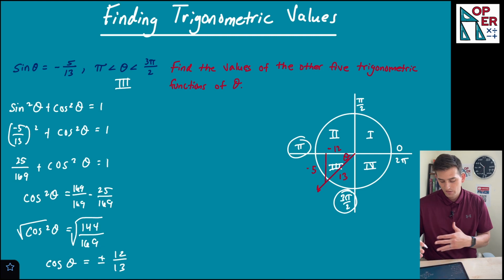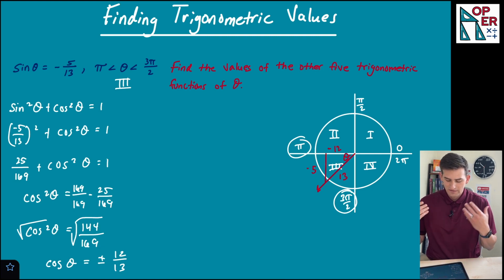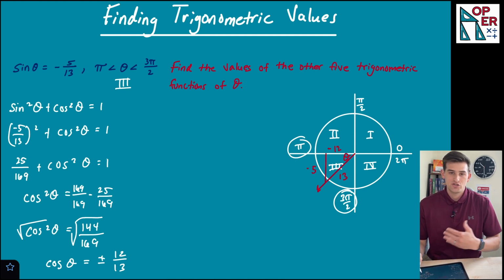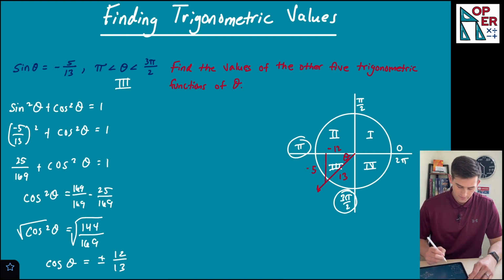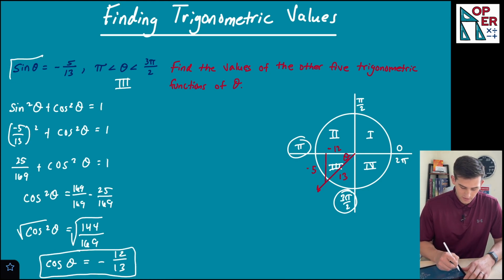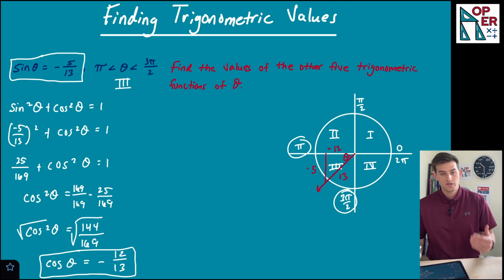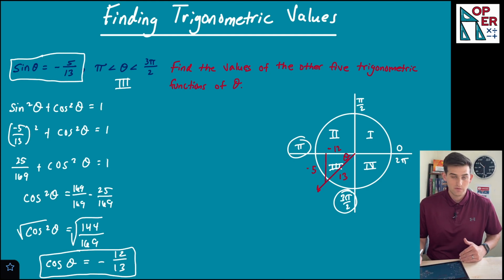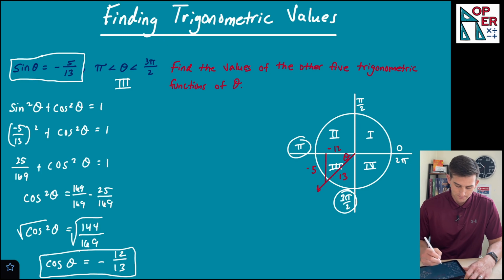Now let's take a look back at our unit circle and think about what the sign of cosine should be. We have a -12 and a 13, which would be adjacent over hypotenuse, so we know this needs to be negative. We're going to say it is -12/13. So now we have sine of theta, which is -5/13, what we started with, and cosine of theta, -12/13. Now let's go find tangent.